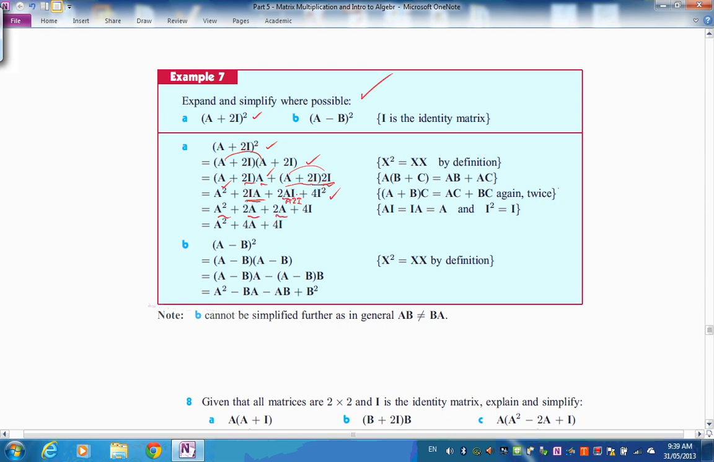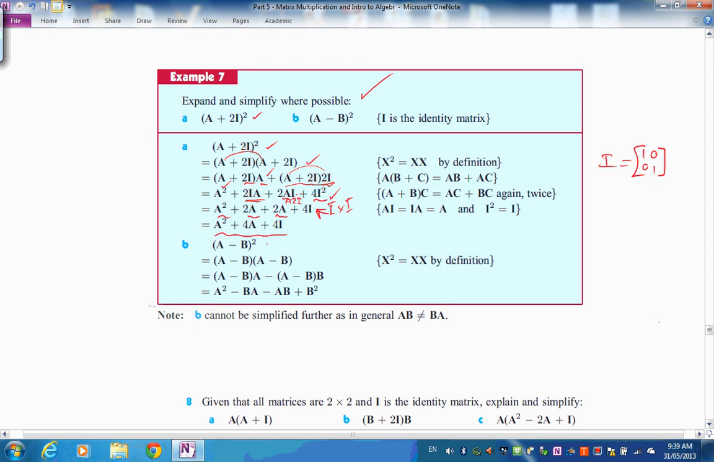I is, remember, the multiplicative identity, it doesn't change anything, and I squared, I times I is by definition, remember, this matrix which, when anything's multiplied by it, doesn't change it. So if I is multiplied by itself, it must give just I. So it's 4I, and there's our simplification. So all of a sudden now, we're doing equations and expansions, algebra type operations in matrix land.